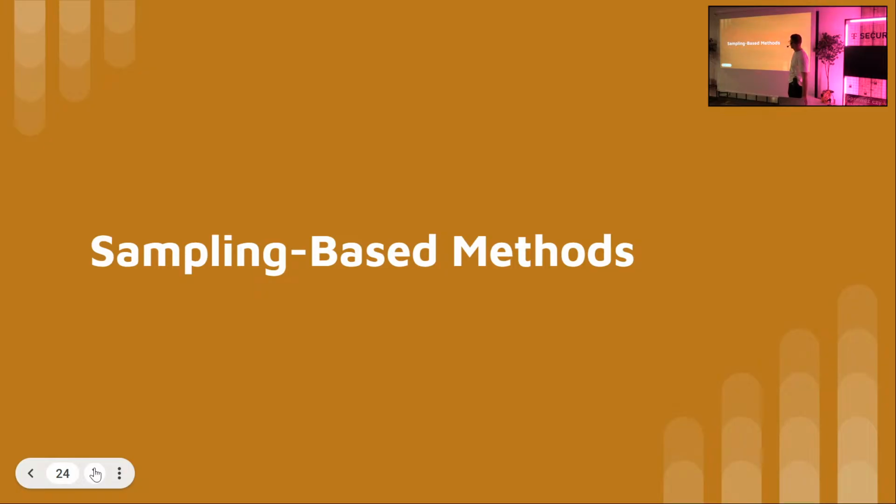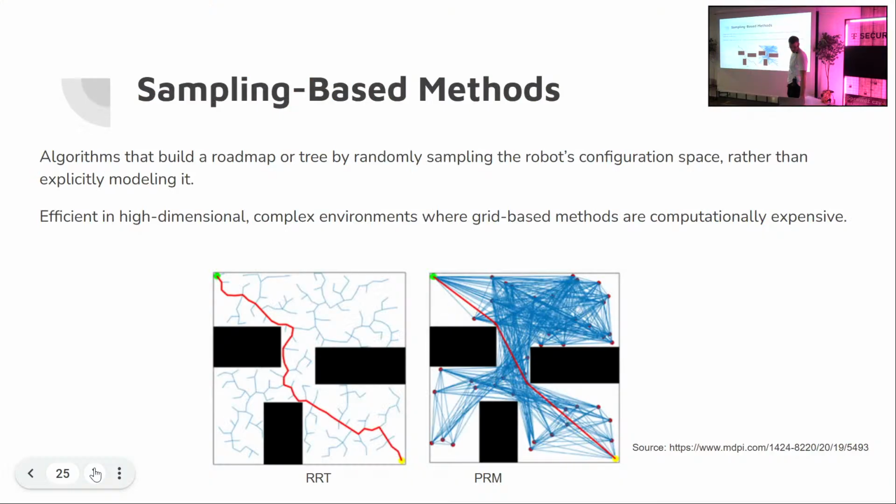Okay, now a couple of words about sampling-based methods. So, what is it? Sampling-based methods are based on random samples, and we put random points into our configuration space, and then we try to join them according to some rules.